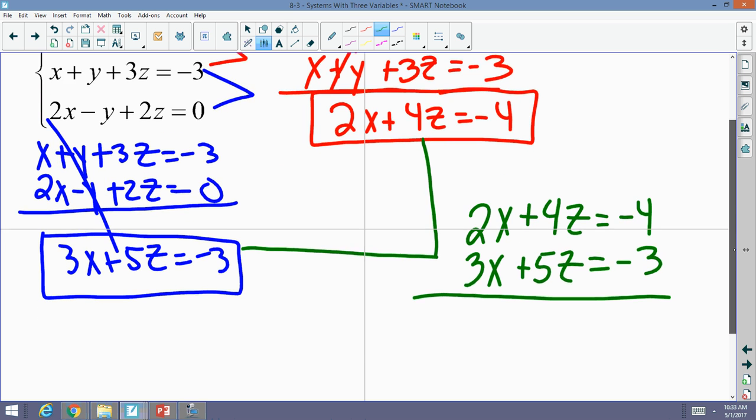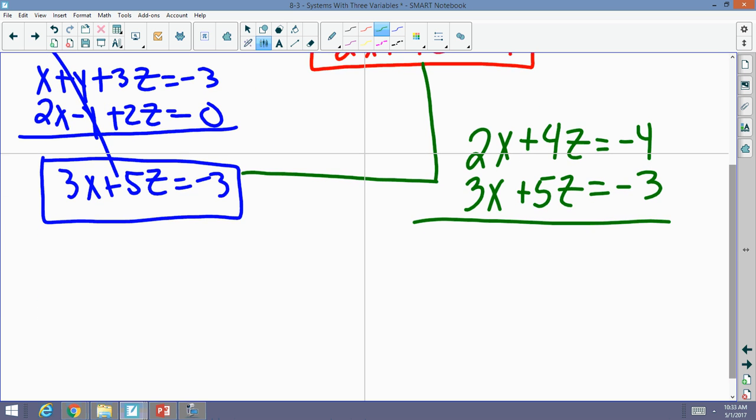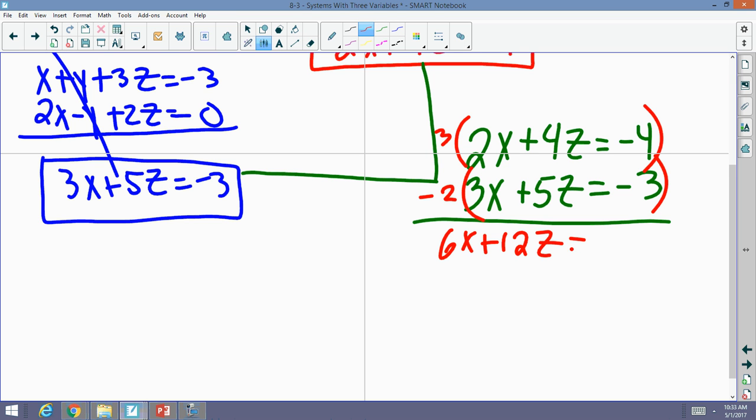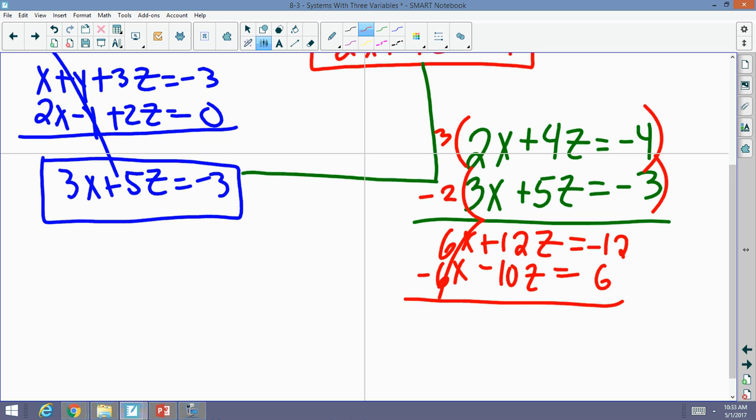So now, guys, who do you want to solve for? Who do you want to eliminate? X, okay. What do you want to multiply up here? Okay, someone said 3, so we'll do that. So that's positive 3. What does this have to be down here? Thank you, guys. So I've got 6x plus 12z equals negative 12. I've got negative 6x minus 10z equals 6. 2z equals negative 6.